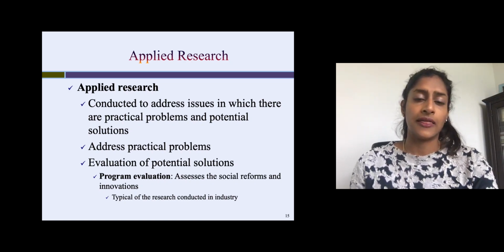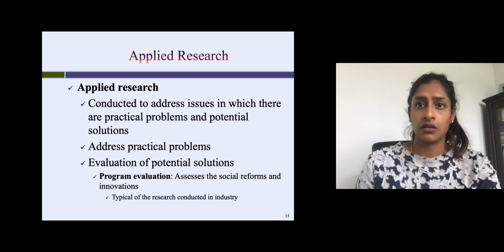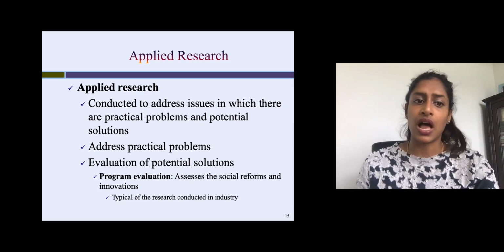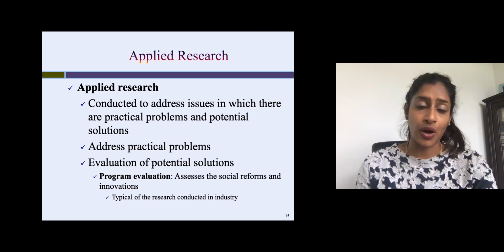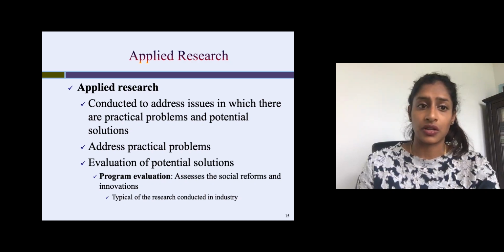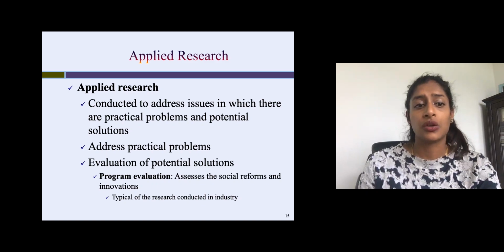So as you saw in the video, that program evaluation, right? That is the application. That would be applied research. Very often, we see this type of research actually conducted in industry. So perhaps they're testing out a product. They want to see its uses, if it's working, if it's providing those solutions that they were hoping for. So this would be that applied research.